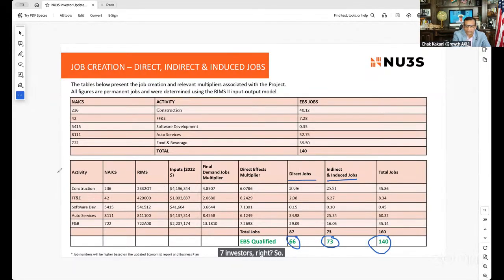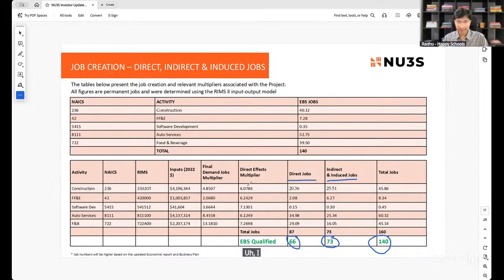So next one, please. I want to pause here for a second. Sure. If you can explain, what does an indirect job mean? So, a direct job, you are hiring a mechanic or a barista for running New 3S. What does an indirect job mean here?